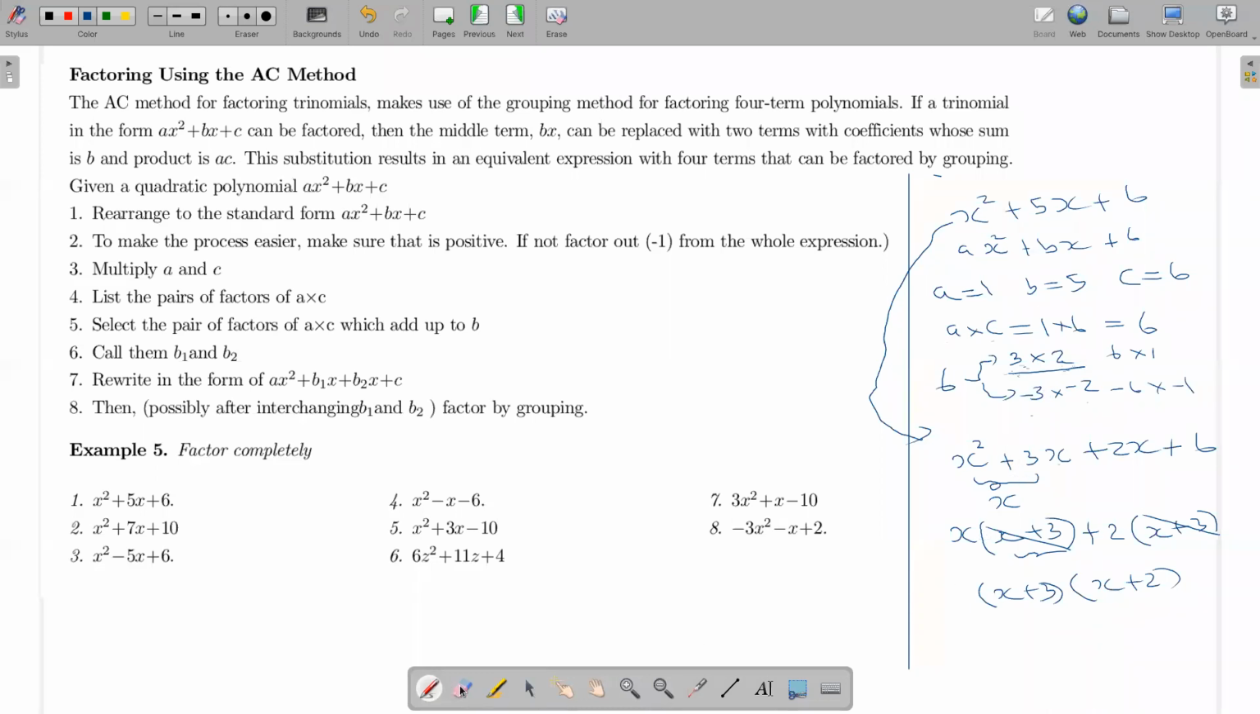Okay. So for example, if this has instead of 5, negative 7x, I would have used this one, no? I would have broken this like negative x, negative 6x.